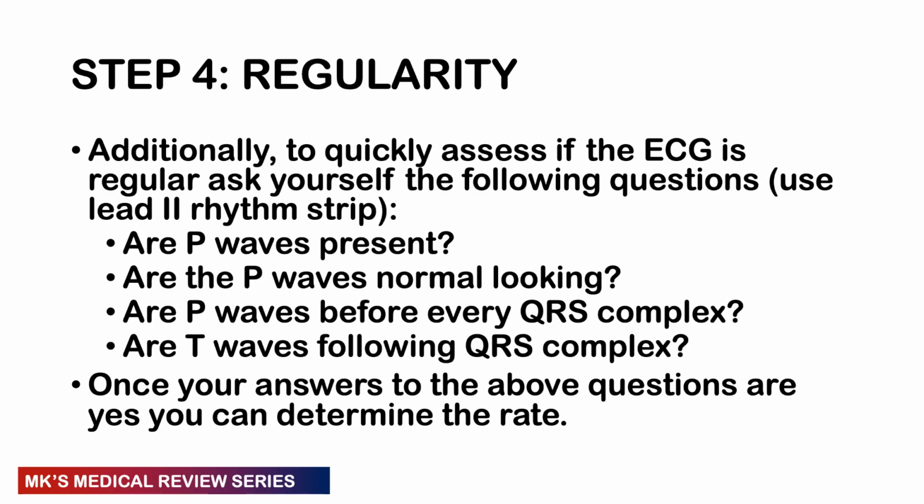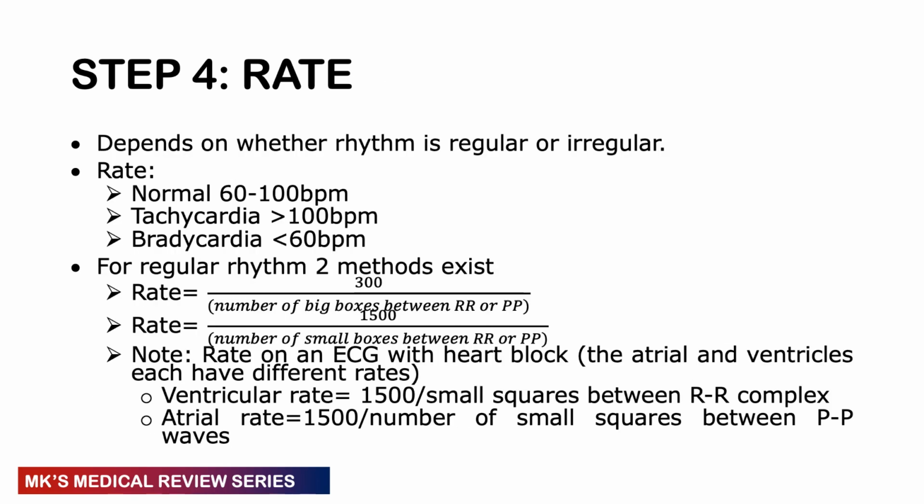Once your answers to all these questions are yes, then you can go ahead and determine the rate, because generally your baseline rhythm will be a regular one. So you determine your rate. If it's regular, there are ways in which we determine this. If it's irregular, there are other ways. Our rate is dependent on whether the rhythm is regular or irregular.